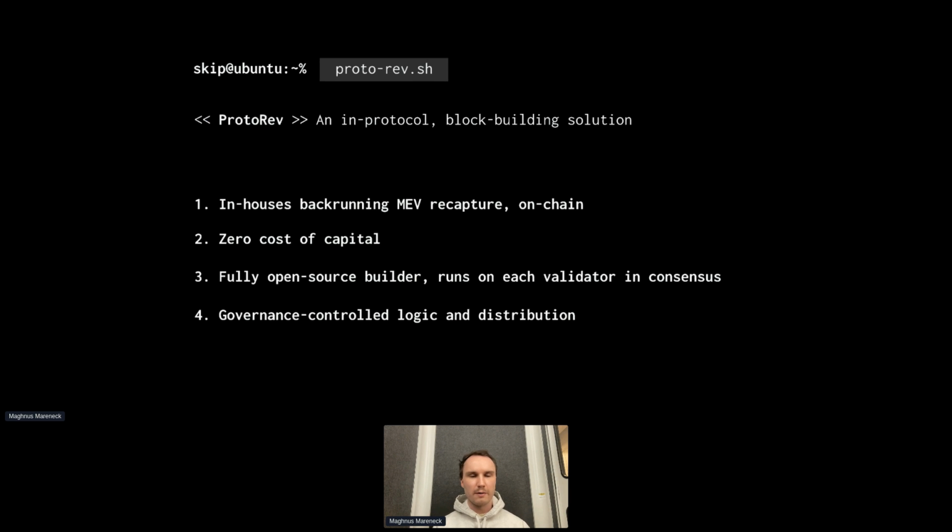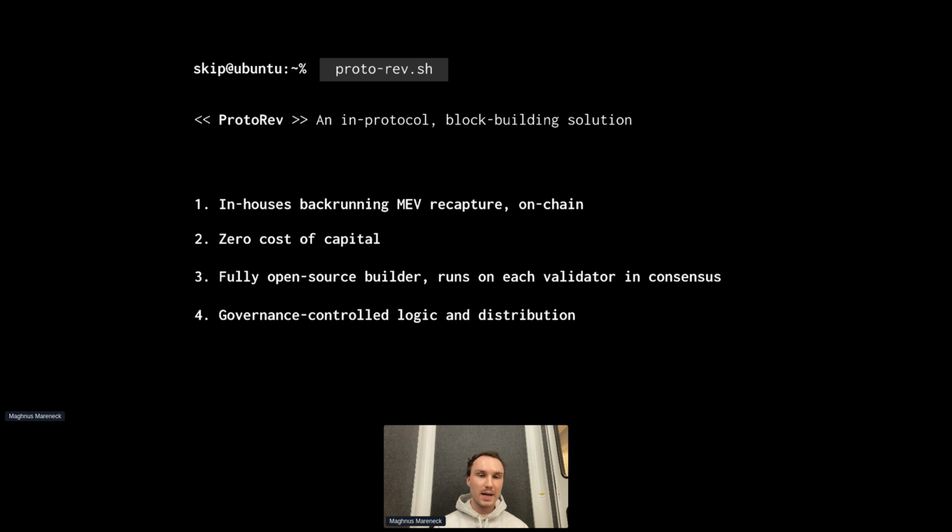So introducing ProtoRev, which was the outcome of those conversations. It is an in-protocol block building solution. So it in-houses the back-running MEV capture. So going back to that graph before, it captures all the cyclical arbitrage itself within the protocol on every validator in consensus. One thing that's really cool is it has zero cost of capital.